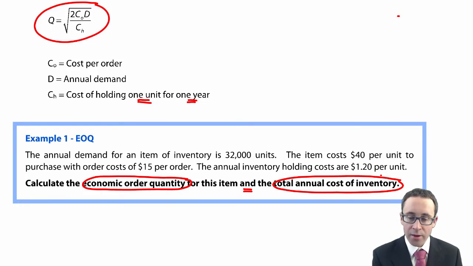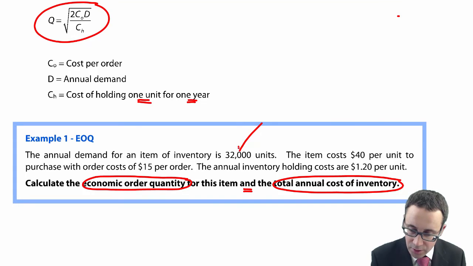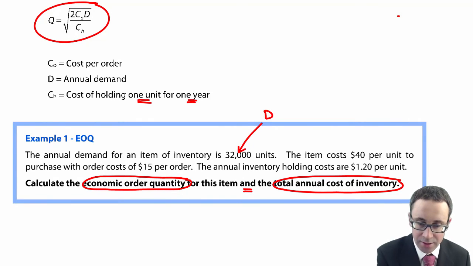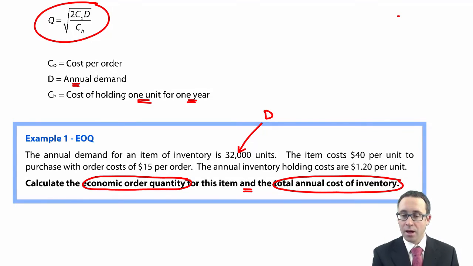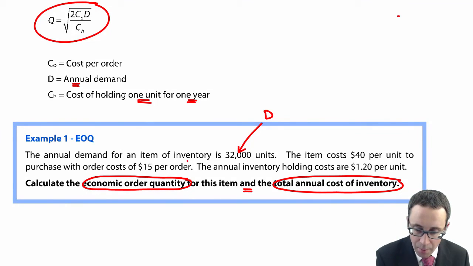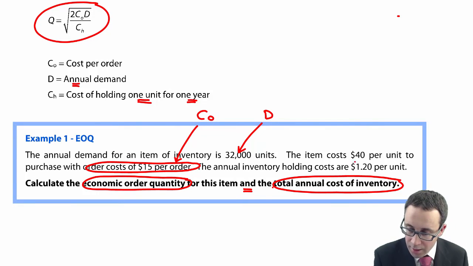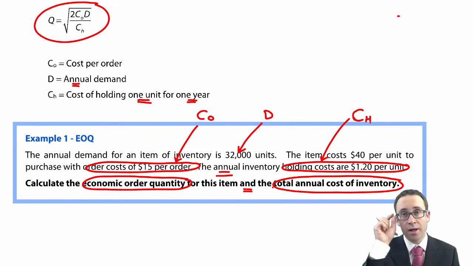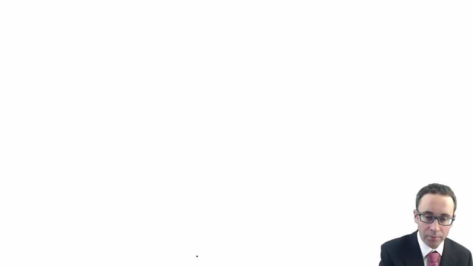It says that the annual demand for an item of inventory is 32,000 units. So that is D, your annual demand. The item costs $40 per unit to purchase, so that will form part of our total annual cost of inventory. Your order cost is $15, so that is CO. And note the annual holding cost per unit, CH. Once you've got that, we're away. We can plug in the numbers.